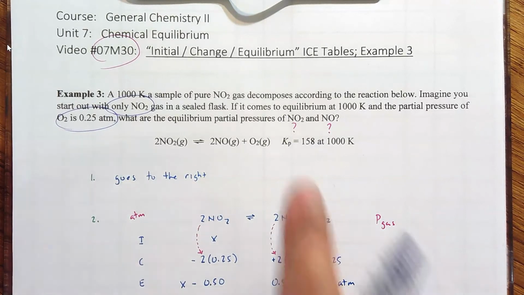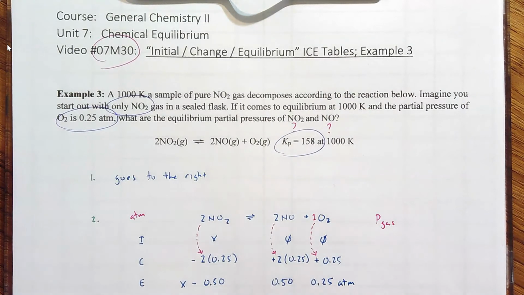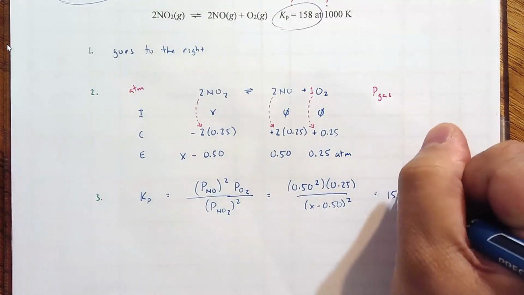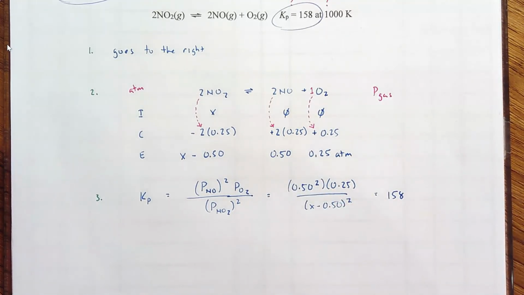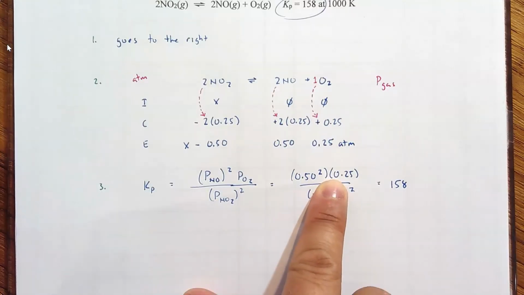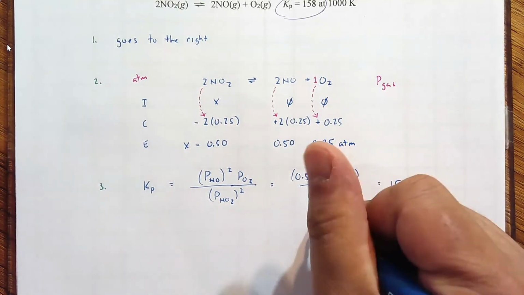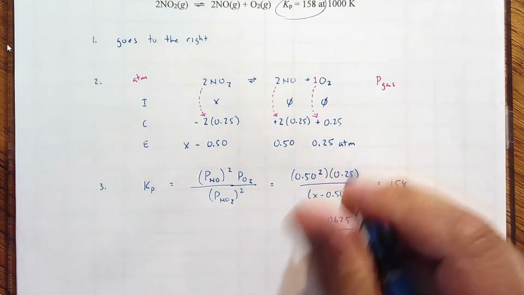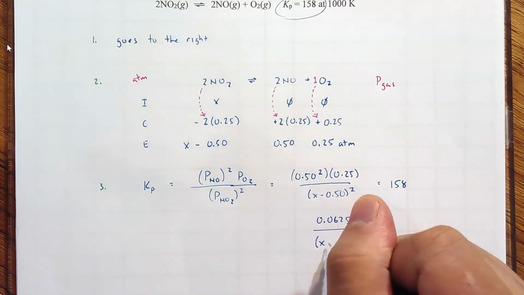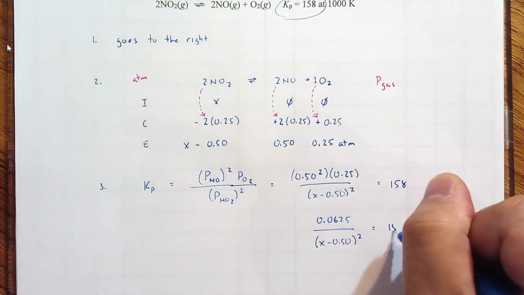where are we? Oh, here it is. Almost didn't see that. 158. So what can we do? Let me simplify this numerator. 0.5 squared times 0.25. So on the top we have 0.0625. At the bottom, the denominator, we have x minus 0.50 squared. I'm not going to expand this just yet. Equals 158.